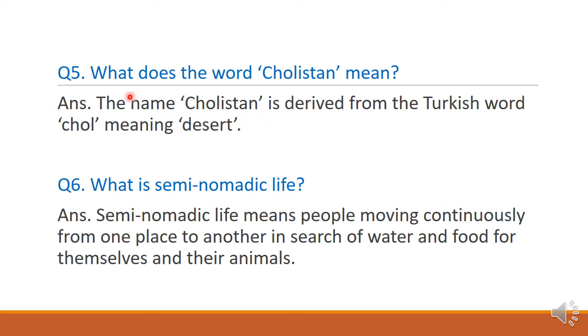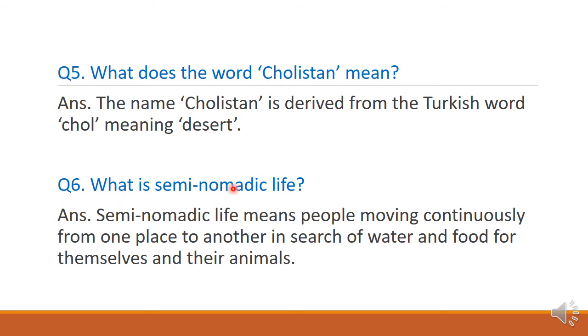Question number 5. What does the word Cholistan mean? The word Cholistan actually came from the word Chol. The name Cholistan is derived from the Turkish word Chol, meaning desert. This is what Cholistan means. And the fun fact is that the local people also call it the Rohi desert as well.